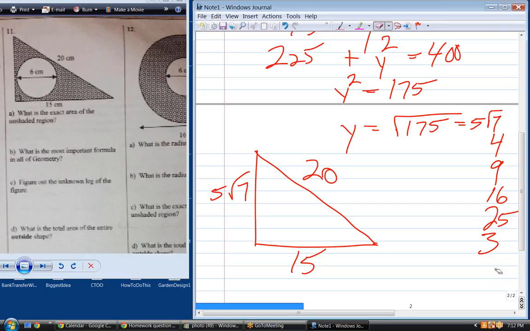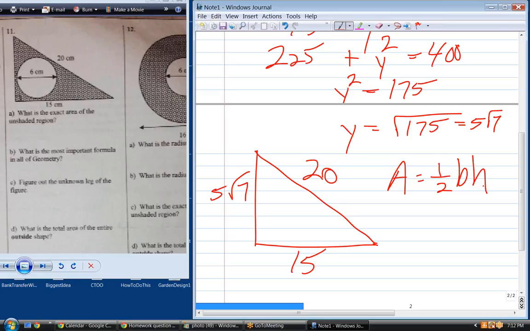Okay, so would it be 75 root 7? Well, what's the area of a triangle? What's the general formula? Oh, divided by 2. Okay, so it's A equals base times height divided by 2. You know, that's a fine way to remember it, but you usually see it written like this.